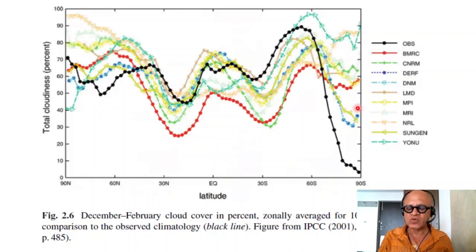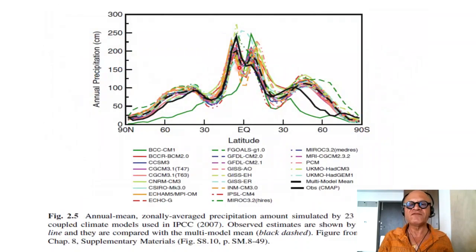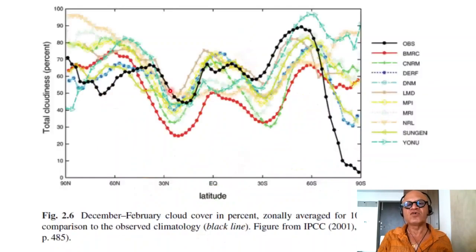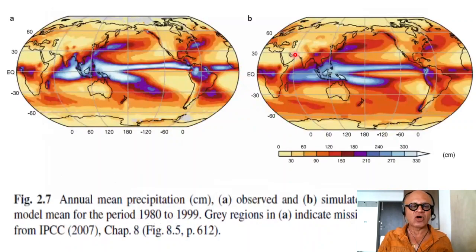Because remember, we are constantly trying to move energy from low latitudes to high latitudes, so precipitation and clouds are part of those processes. So if you have such large differences between models and differences of models from observations, then one has to obviously worry about that a lot.